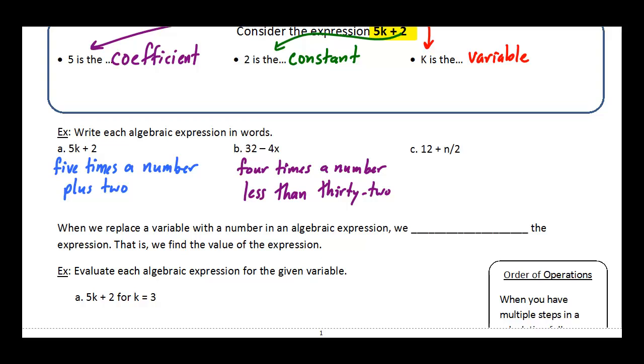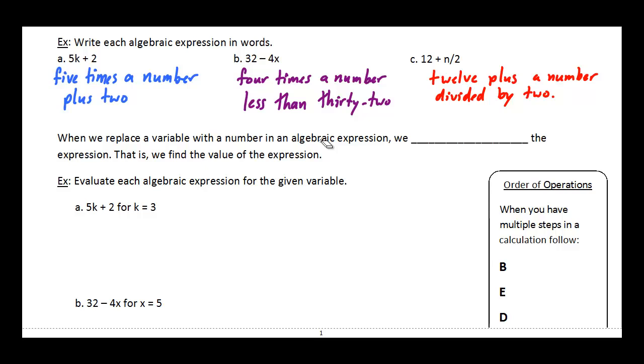And our last example here, we've got 12 plus n over 2. What we can think of that as is 12 plus a number. And that little line we just learned means divided by 2.